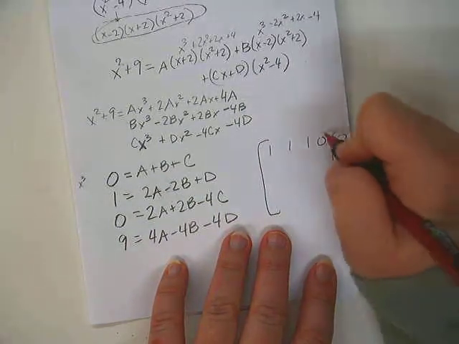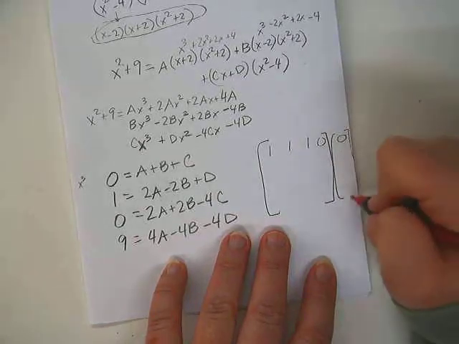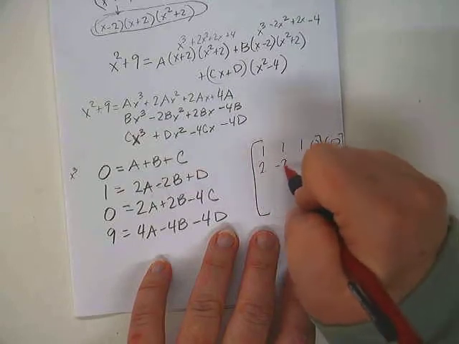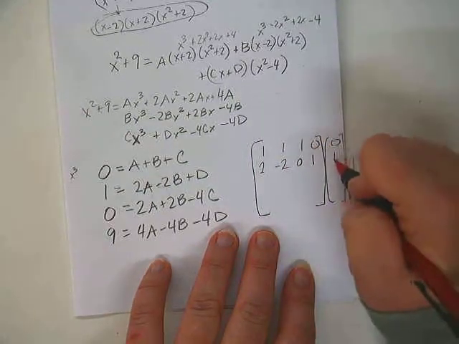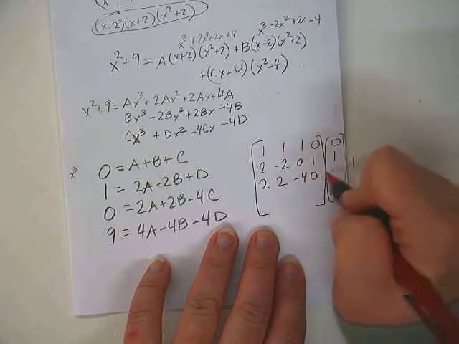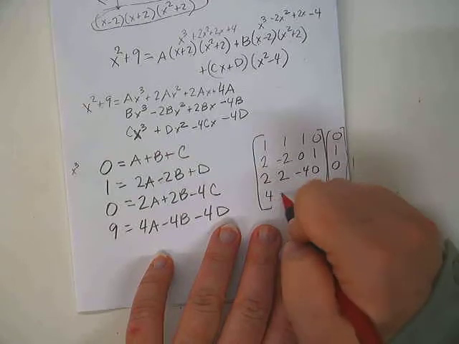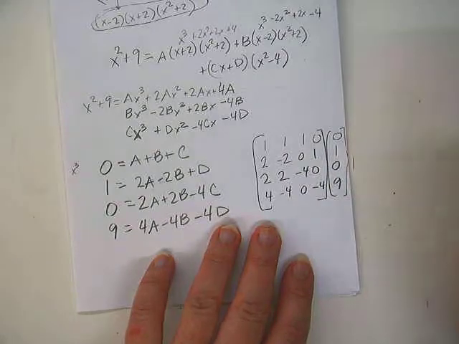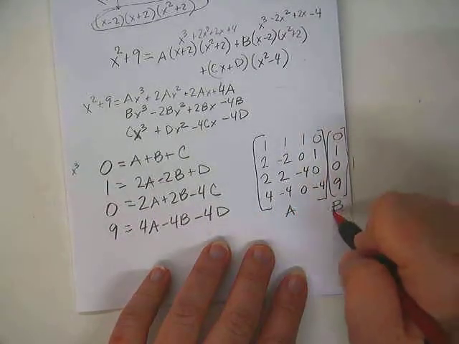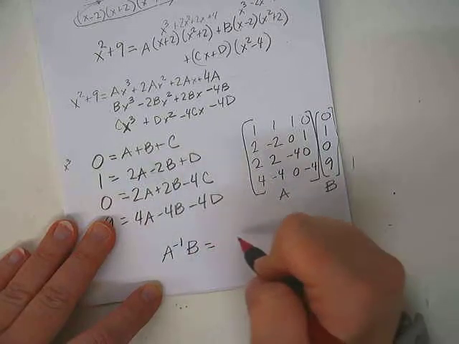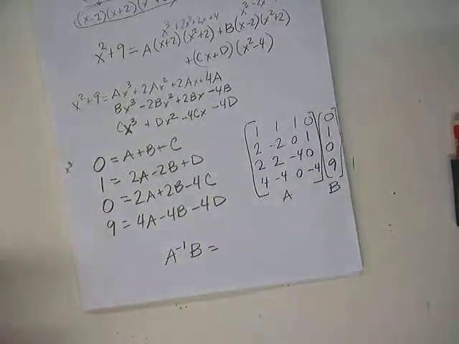1, 1, 1, 0, 0. Here, I'm going to do inverse matrices, so I'm putting that on its own. Okay, so 2, -2, 0, 1, and that's a 1. So then 2, 2, -4, 0, and that's a 0. And then 4, -4, 0, -4, and that's a 9. Okay, so I'm going to call this matrix A and this matrix B, and I'm going to put it in my calculator and do A inverse B and get my answers.